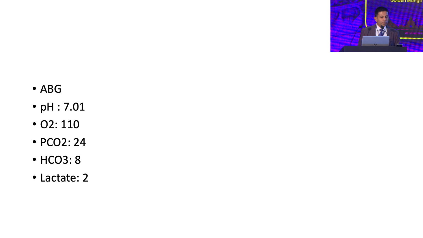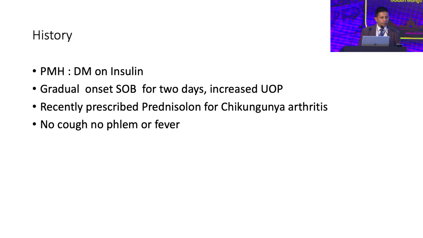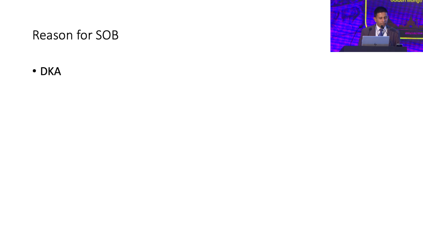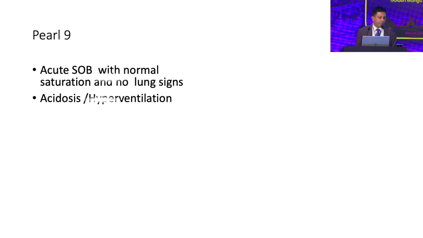We had that doubt. So pH was low, bicarbonate was low, and the patient was on insulin, having gradual onset SOB. The RBS was 550 and urine ketones were positive. The diagnosis was DKA and he has to be treated for DKA. The pearl is acute SOB with normal saturation and no lung signs: think about acidosis. Don't send them home saying you don't have any issue.